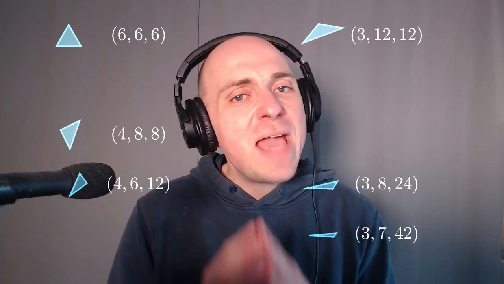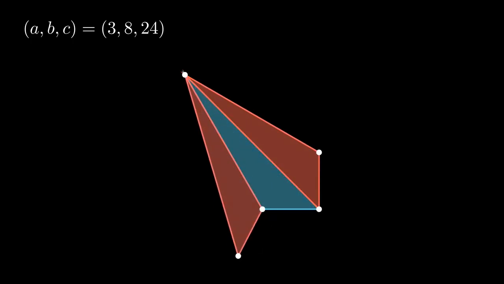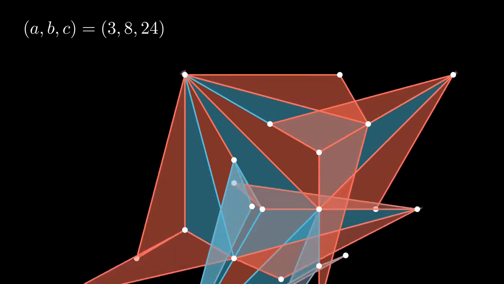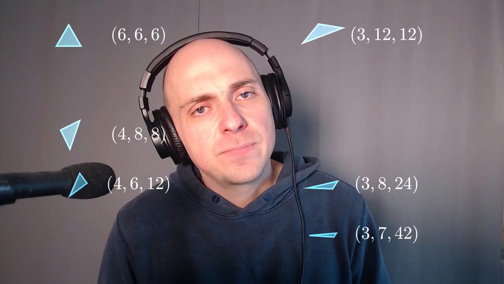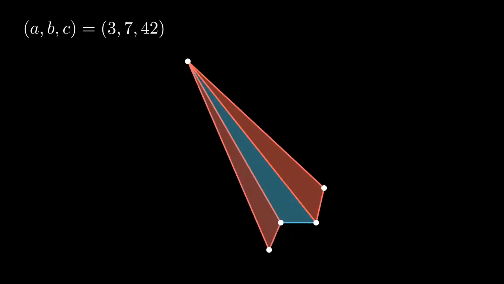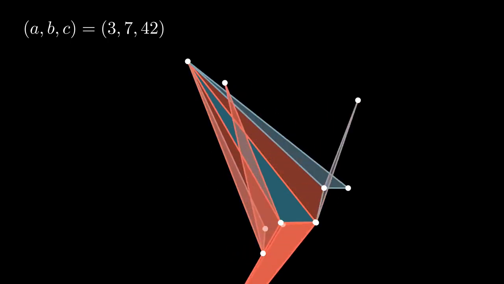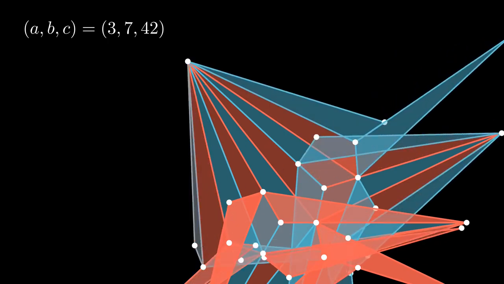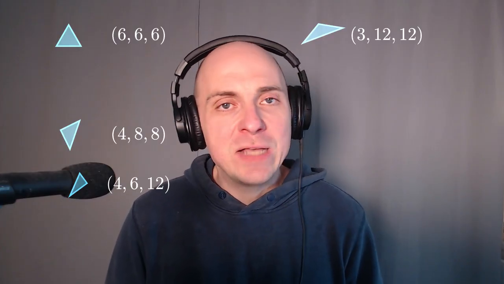We can remove it. What about 3 8 24? And 3 8 24 does not tile by reflections. So we'll remove 3 8 24. What about 3 7 42? And 3 7 42 does not tile by reflections. All right, so we'll remove 3 7 42 as well. That does not tile. So what are we left with?